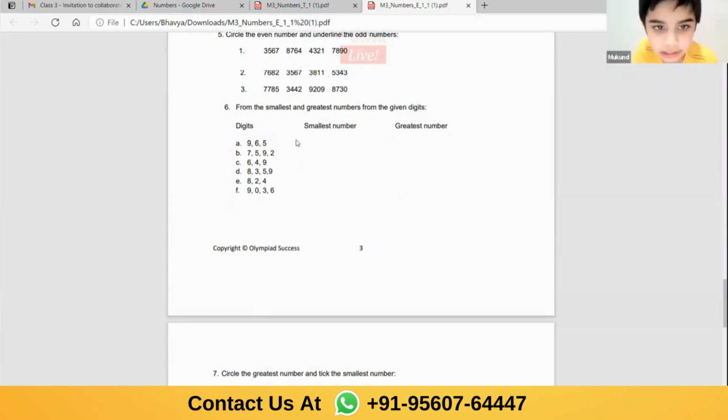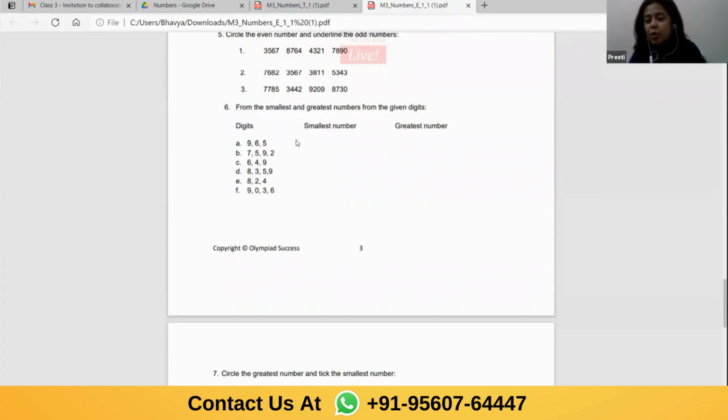Five, 6, 9. So it is 569. And in order to create the greatest number, arrange them in descending order. What do you get? In descending order, the greatest number is 965. Same digits only. We are not changing the digits. We are using the same digits.